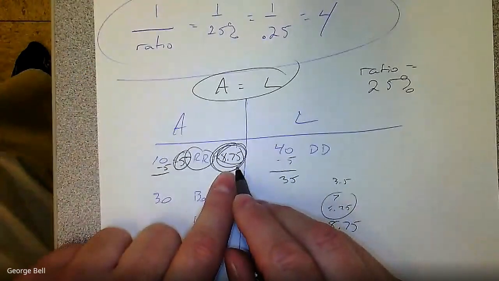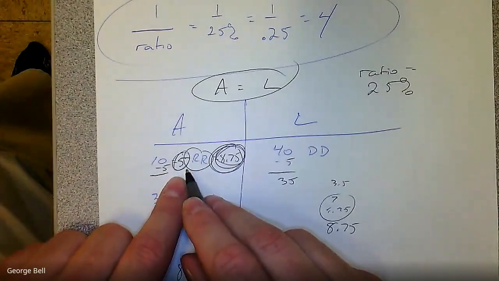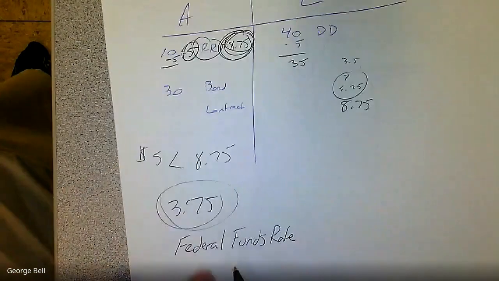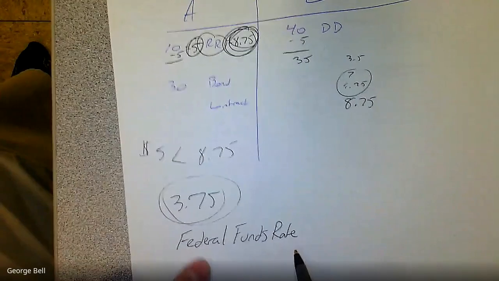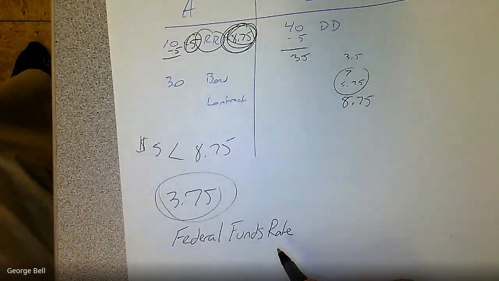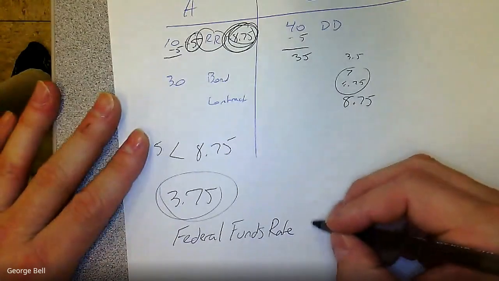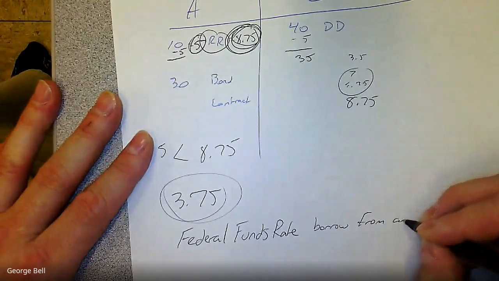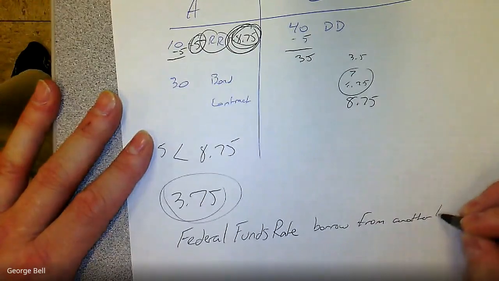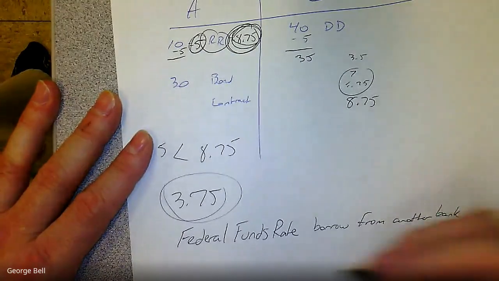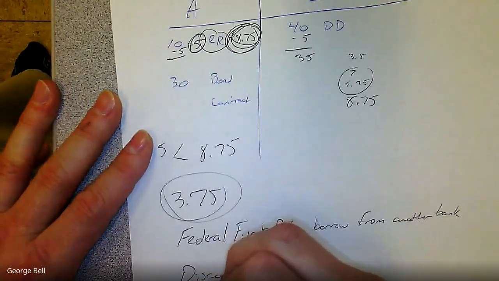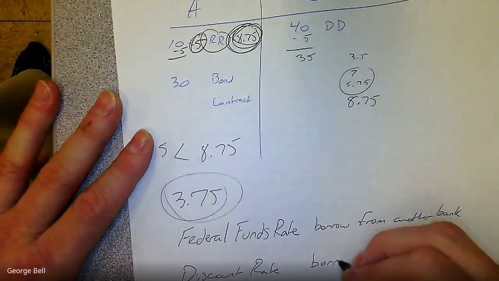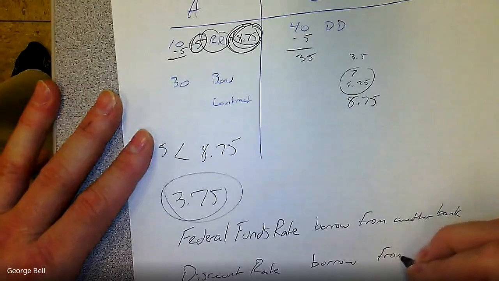So this bank is supposed to have $8.75, but they only have 5. That means that they're going to have to borrow $3.75, and they'll pay the federal funds interest rate on top of that $3.75 when they borrow it overnight. That's if they borrow from another bank. They could instead borrow from the Fed. And if they called the Fed instead, they would pay the discount rate. And this is what you pay when you borrow from the Fed.